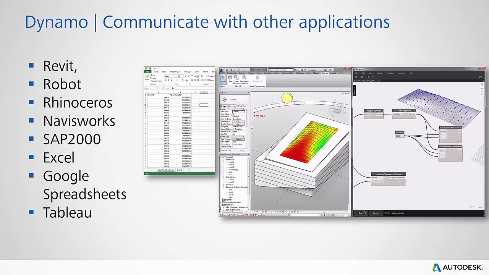It also communicates with other applications. So naturally it works inside of Revit. It was released with the Revit 2015 R2 release later last year. It will also drive data within Robot, Rhinoceros or Rhino, Navisworks, SAP 2000, Excel, Google Spreadsheets, and Tabular.